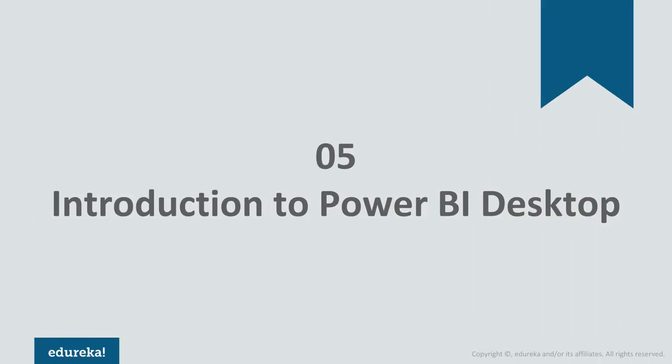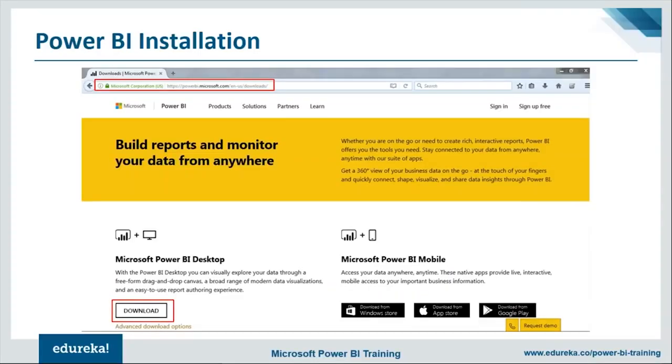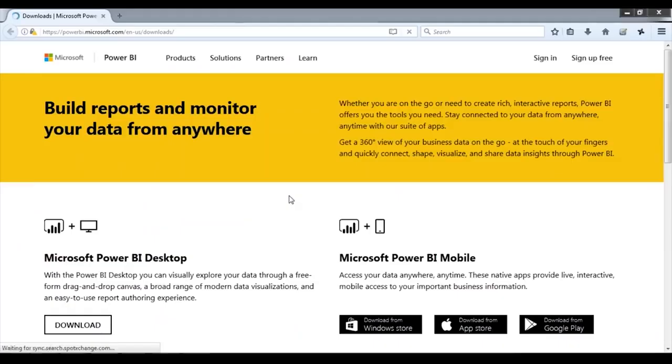Now the first thing we need to do is that you need to install Power BI. For that you need to go to Power BI's official website, that is powerbi.microsoft.com, and you can directly download the option here. Let me show you how it's done. So here you have the option of Power BI desktop.